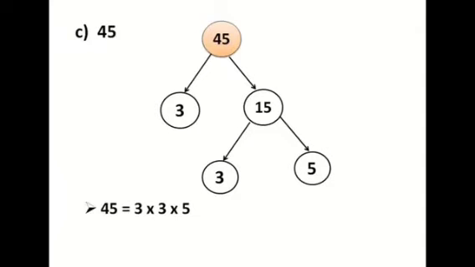Next question, it's 45. So 45, I have broken down a pair of factors as 3 15s. As 3 is a prime number, we cannot factorize, but for 15 we'll again break it down and we'll take a pair of factors as 3 5s. So finally you will write 45 equals 3 into 3 into 5.